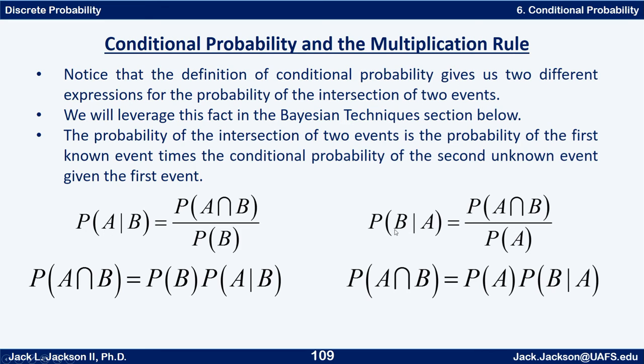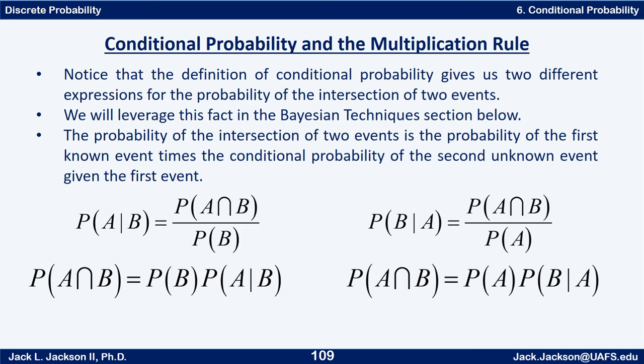Now similarly, the probability of B given A is the probability of A intersect B over the probability of A. So similarly, multiply both sides by probability of A here, and we get probability of A intersect B is probability of A times the probability of B given A. Now if you notice that this one over here is the probability of A intersect B, and the one on the right is also the probability of A intersect B. We're going to use that fact and leverage it in what we call Bayesian techniques in a couple of sections down the road here.